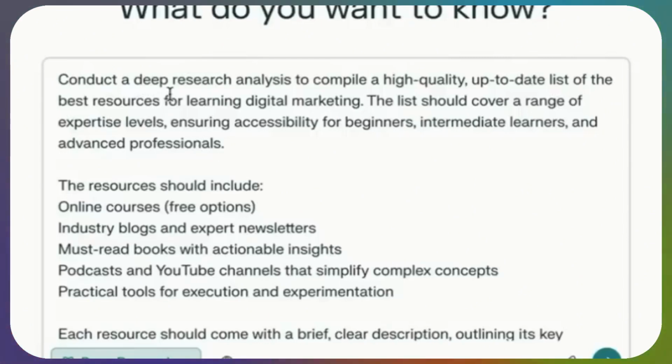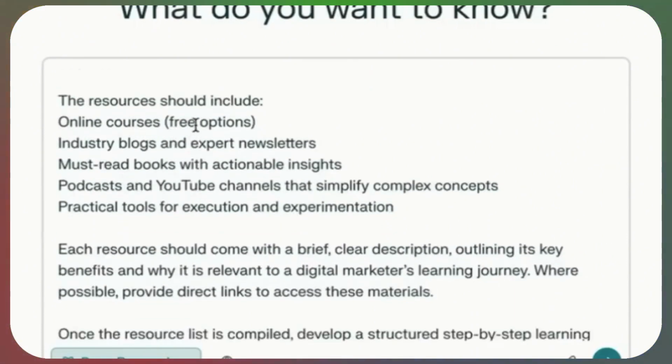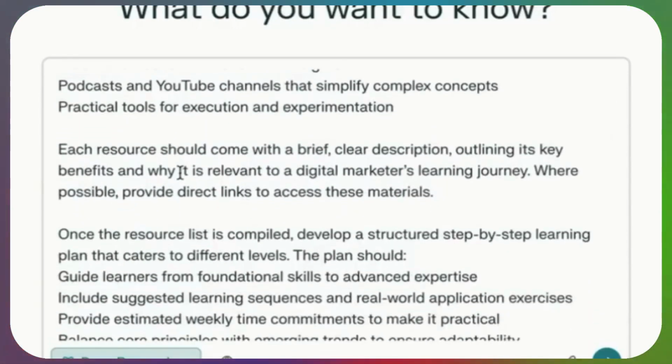I've added a prompt here that says conduct a deep research analysis to compile a high-quality, up-to-date list of the best resources for learning digital marketing, and you can specify here whatever area you want to develop yourself in or to create a learning plan for. The resources should include online courses, and I've specified free options, industry blogs and expert newsletters, must-read books with actionable insights, podcasts and YouTube channels that simplify concepts, practical tools for execution and implementation. Each resource should come with a brief, clear description outlining its key benefits and why it is relevant to a digital marketer's learning journey. Where possible, provide direct links to access these materials.